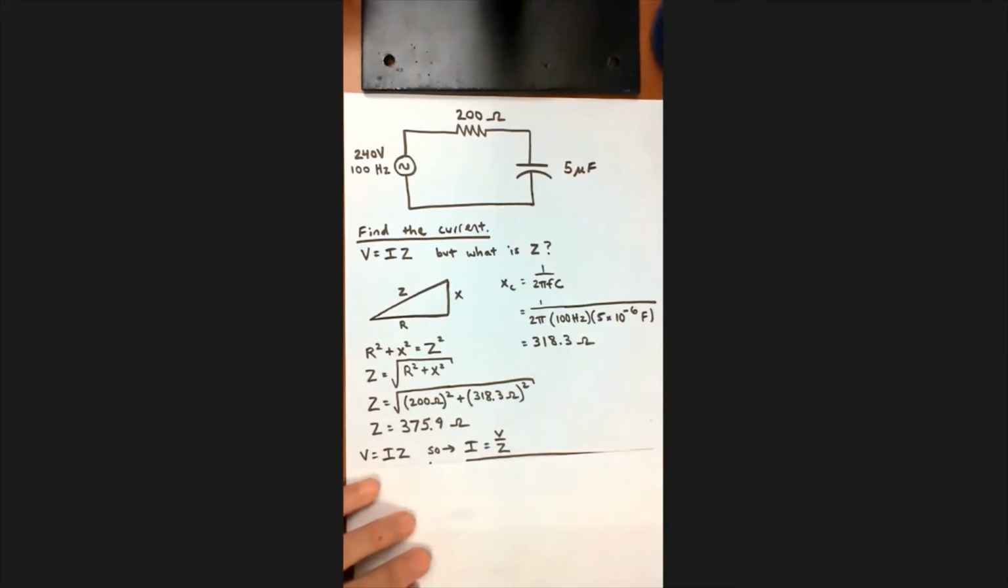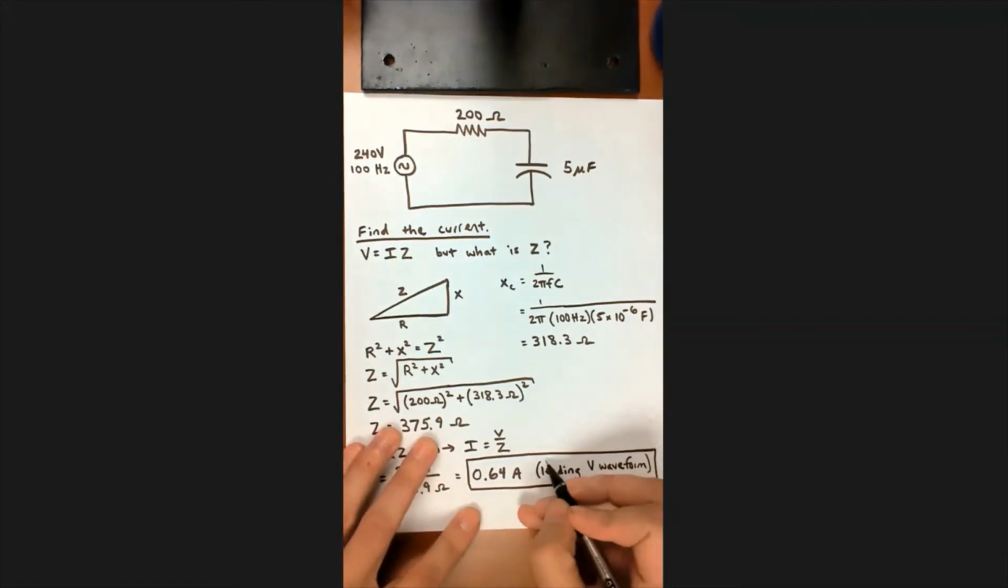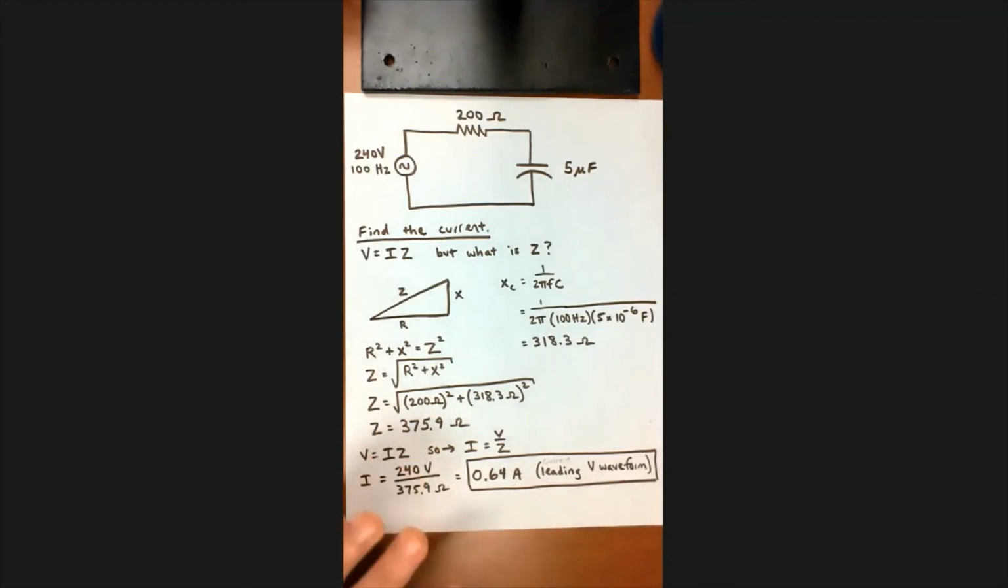So just rearrange this equation for current to find that current equals V divided by Z. Plug in numbers there, and you get 240 volts divided by 375.9 ohms, and you get a current of 0.64 amps. Note that because you have a capacitor in the circuit, the current is leading the voltage waveform. All right, so this current is leading the voltage waveform.